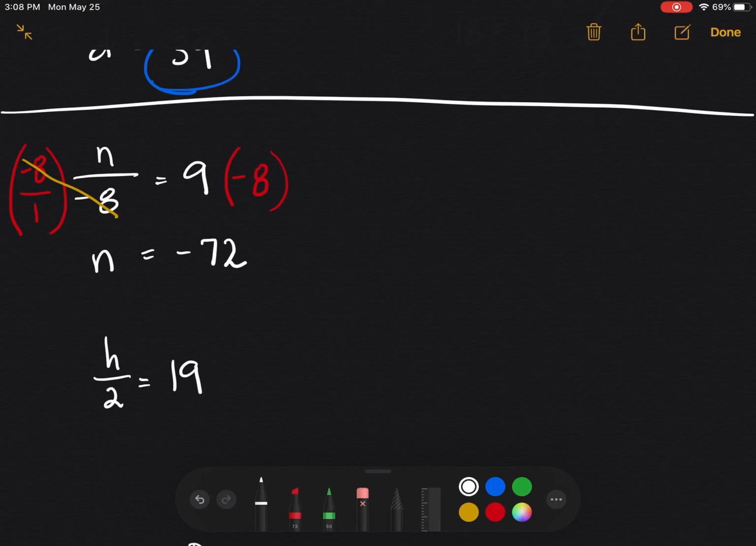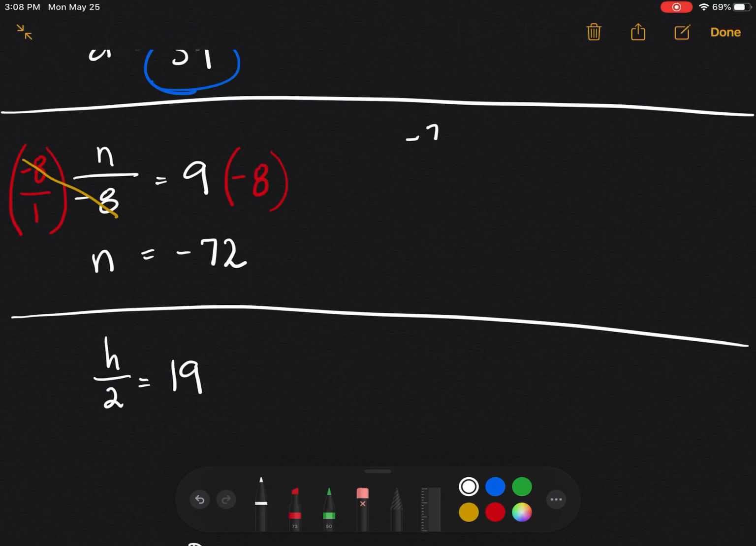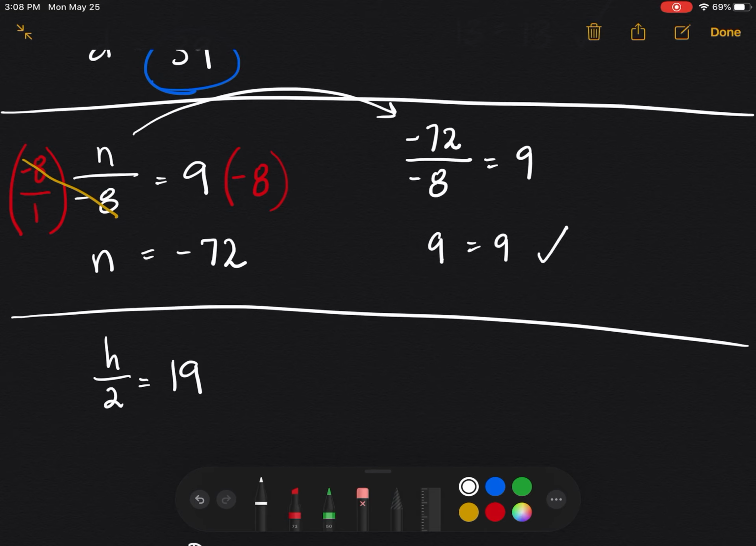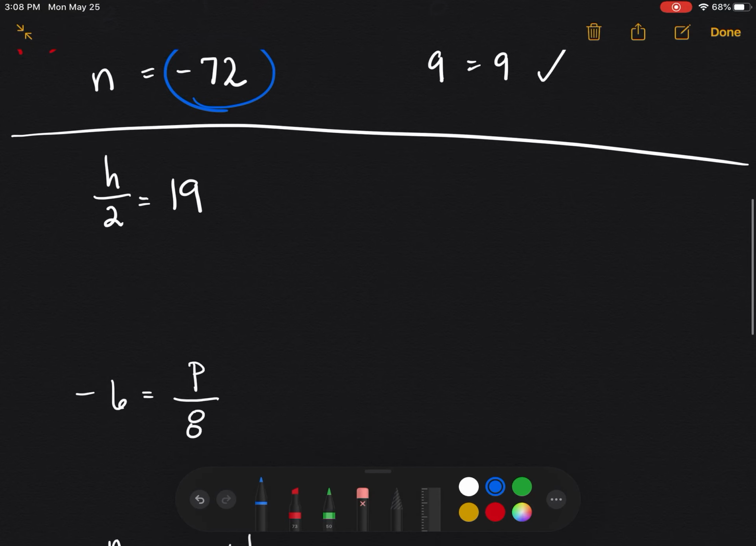I'm going to go next door and check it out. -72 divided by -8, just copying this over here, equals 9. Is that true? Well, a negative divided by a negative is a positive. 72 divided by 8 is 9. And so, yes, that checks. And therefore, this is my answer. Let's look at the next one.